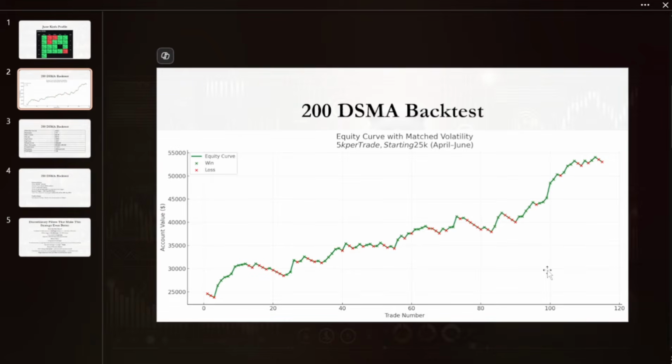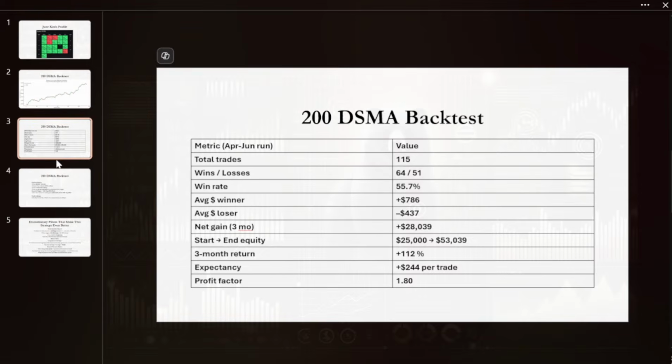Over the 3-month backtest, the model pulled in about 28K in profit. And I'll go into the next slide. So as you can see here, the total trades was 115, 64 wins, 51 losses. The win rate was 55%, which is low for me. I'm statistically like a high 80s, low 90s percent trader.